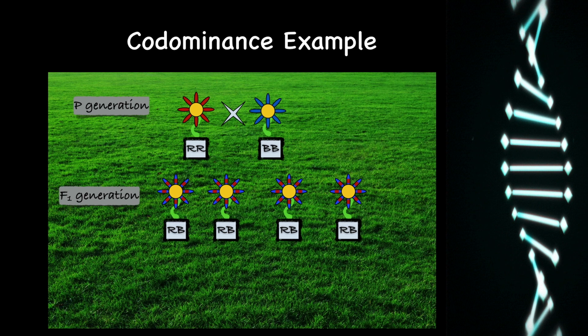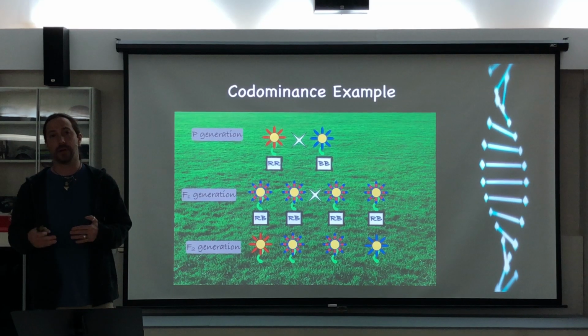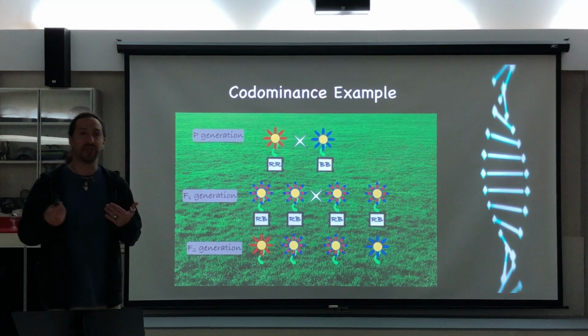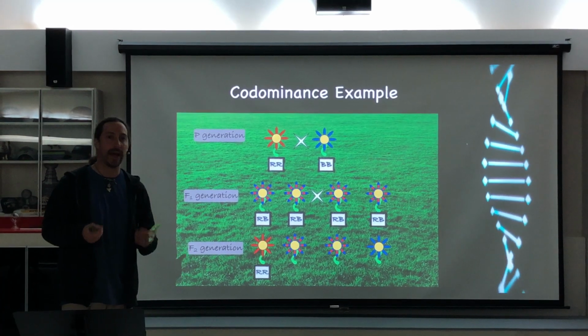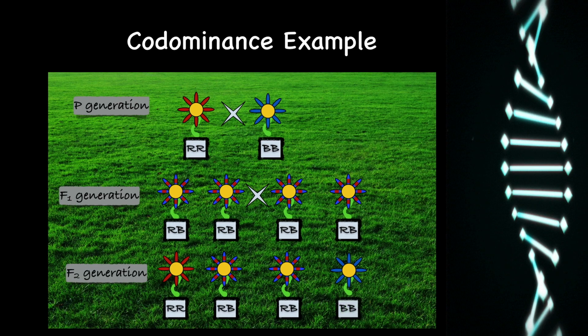Since they have both the blue and red allele, both are expressed, and we see the blue and red petals. If we were to cross two of these heterozygotes, then phenotypically in the F2 generation, 25% of our offspring would appear red, 50% would appear blue and red, and 25% would appear blue. That's because genotypically, 25% would have only the red allele, 50% would have both the blue and red alleles, and they would be heterozygous, and 25% would just have the blue allele. They would be homozygous for the blue allele.